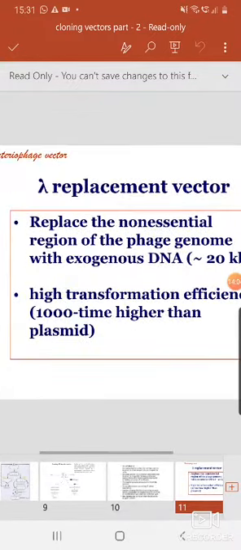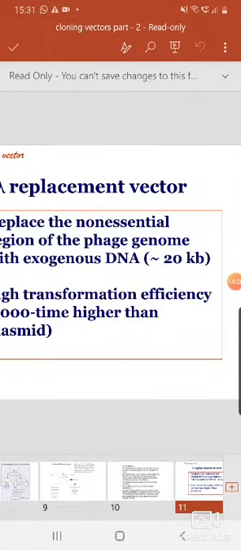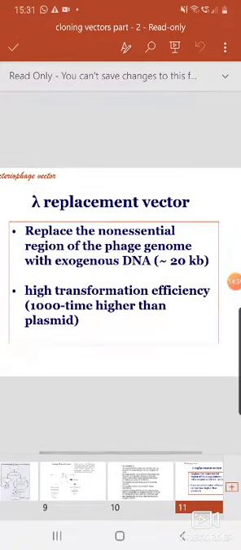Next comes the lambda replacement vector. Now the question is, if you see the lambda genome, there is a left hand side and a right hand side. The left hand side portion codes for lambda head and tail, which are essential for lambda phage to survive. The right hand side also codes for N, CRO, and some other functional genes which are very much required for its own transcription maintenance. Now, in the center part of the lambda genome, there are some genes required for recombination and attachment. That part of the genes we can compromise, meaning we can replace. So that is not more than 20 kb.